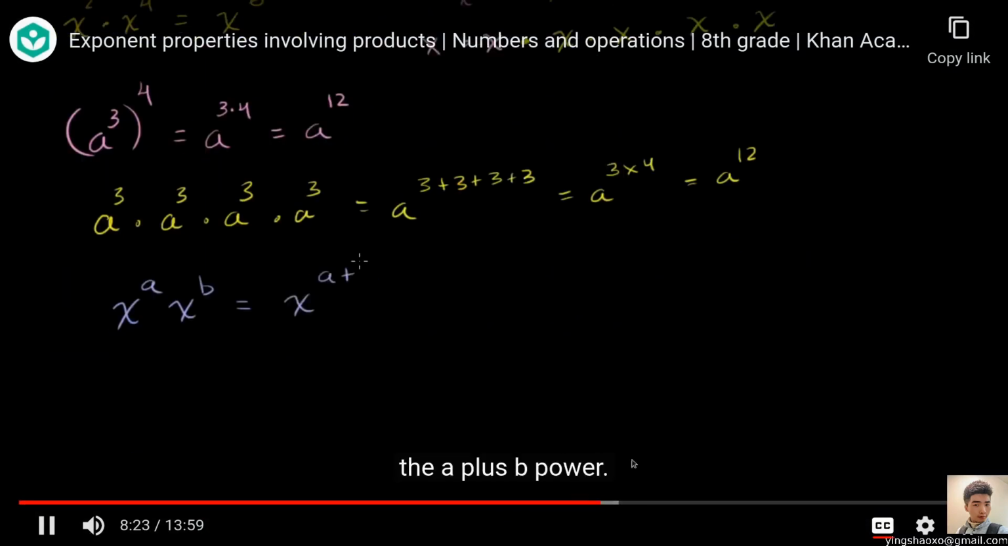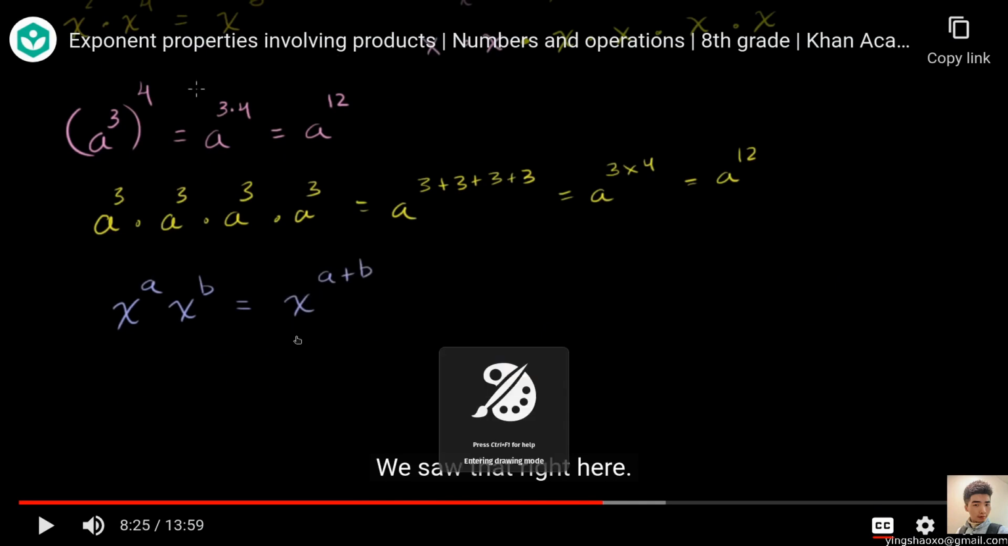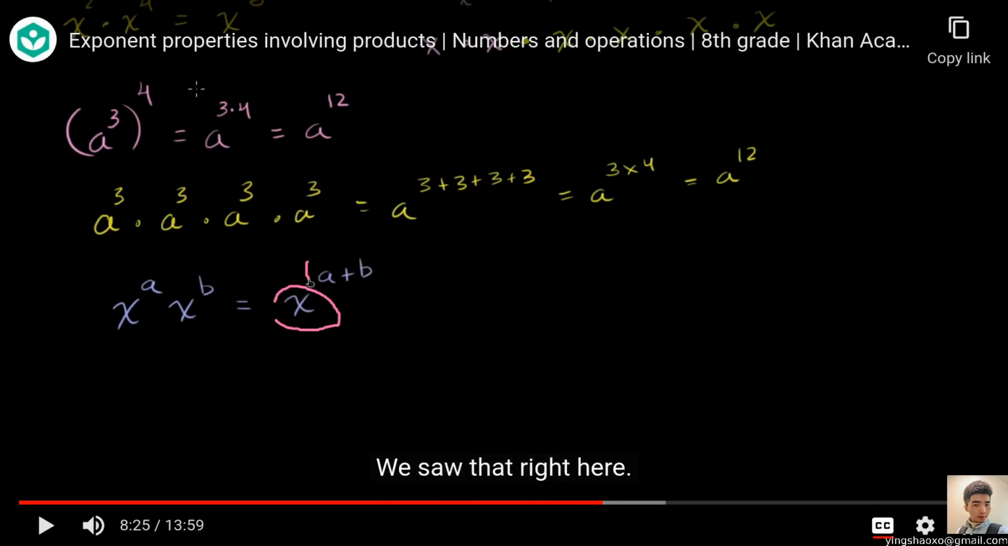In this video, I want to do a bunch of problems involving all of these, so I can do x to the a times x to the b. Okay, here, let me just write it down. For x to the power of a times x to the power of b, the final answer would be x to the power of a plus b. This is the property for exponent products, or multiplication.